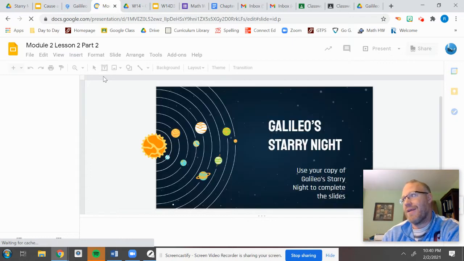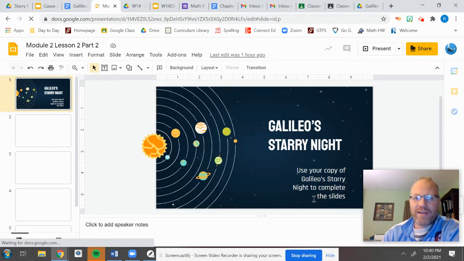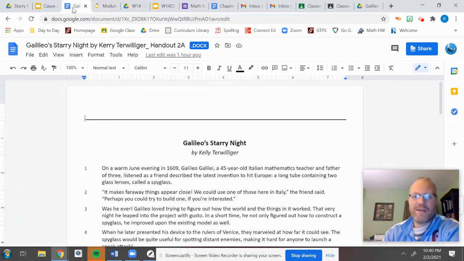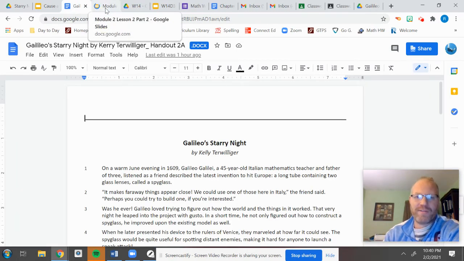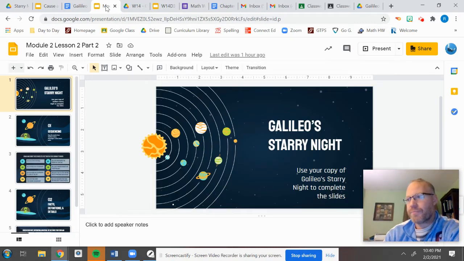Now, it does take a few minutes for this to come up, so let's give it a second. Galileo's Starry Night. Use your copy of Galileo's Starry Night to complete the slides. So that's this copy right here. Now, if you have your blue book, you have this copy as well in your blue book. So you could utilize that. It's in the beginning of the book on the first few pages.